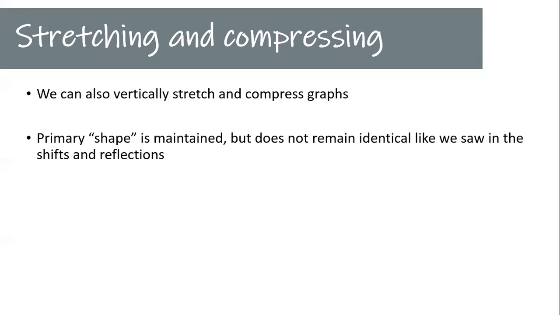But we can also change the graph by vertically shrinking it or stretching it, okay? The primary shape is maintained, so if it was a parabola to begin with, it's still going to stay a parabola. But now it doesn't remain identical. It may stretch up and be taller and more narrow, or it may compress down and be flatter and not rise as fast. So that same basic shape is maintained, but it does change a little bit in the scale.